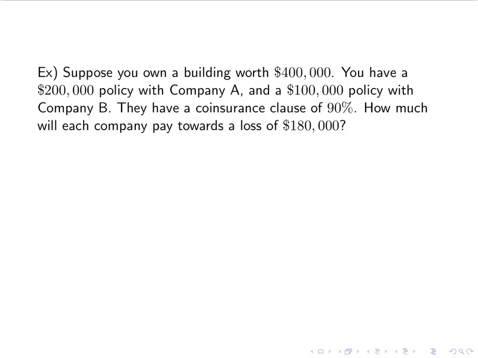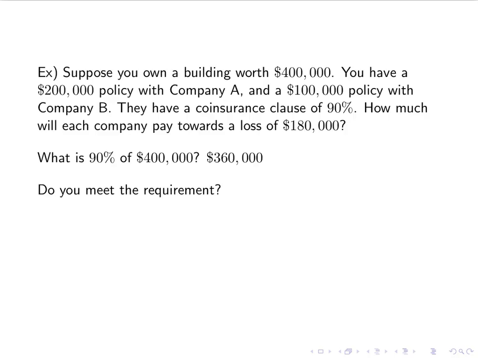It's slightly more complicated if you don't meet the co-insurance requirement. So suppose you own a building worth $400,000. You have a $200,000 policy with company A and a $100,000 policy with company B. They have a co-insurance clause of 90%. How much will each company pay towards a loss of $180,000? So we need what's 90% of 400,000, 360,000. Do you meet the requirement?